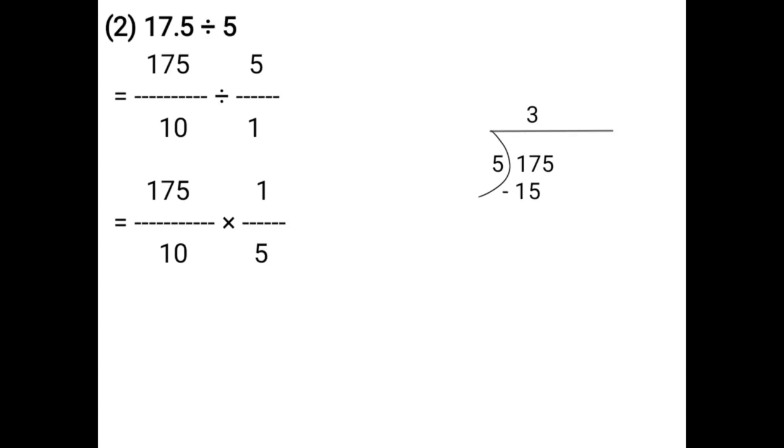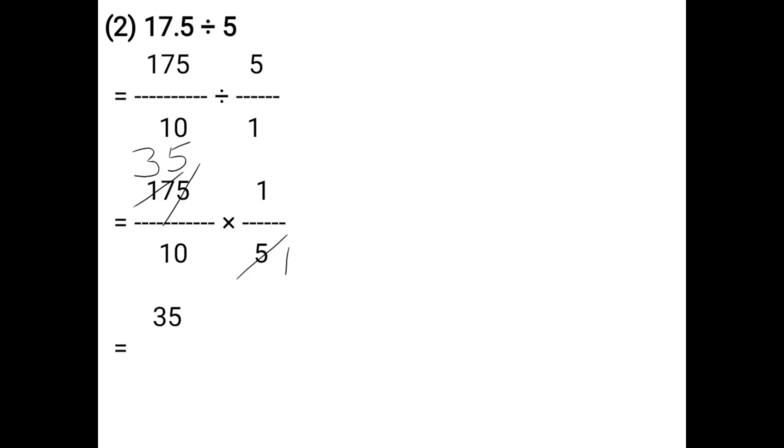5 3s are 15. 17 minus 15 is 2. 5 bring it down. 5 5s are 25. 25 minus 25 is 0. Now you have to do 5 table cancellation. 5 ones are 5. 5 35s are 175, that is equal to 35 ones are 35 upon 10 ones are 10. 35 upon 10 is 3.5.